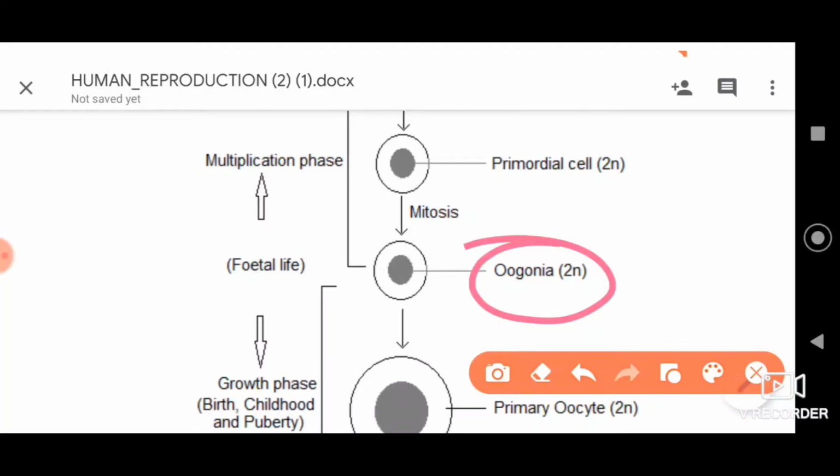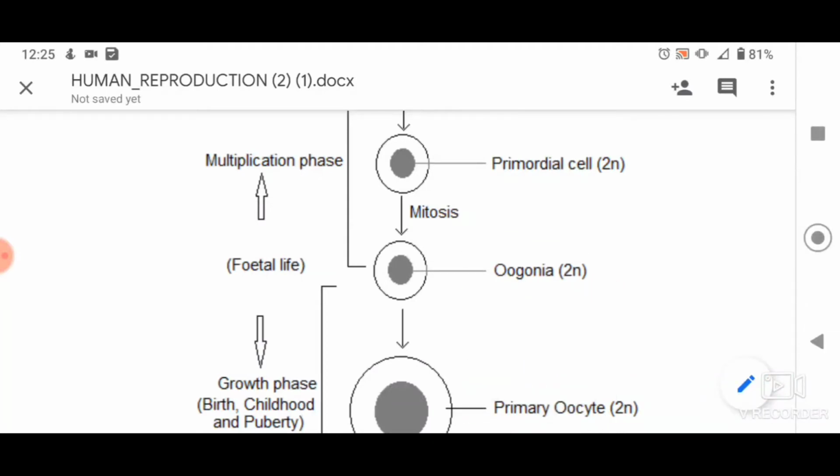As we all know, ovaries are the primary sex organs in the case of females. Let me tell you the definition. Oogenesis is the process of formation of haploid ova or eggs from the diploid oogonia. Inside the ovaries is what we term the oogenesis process.